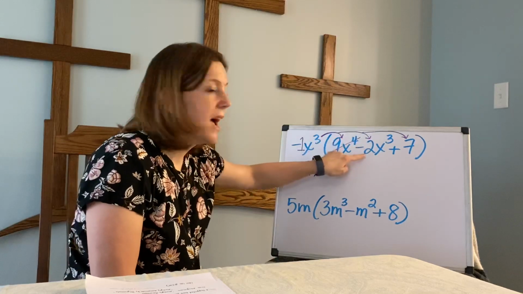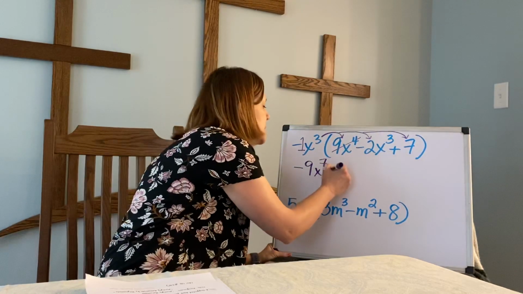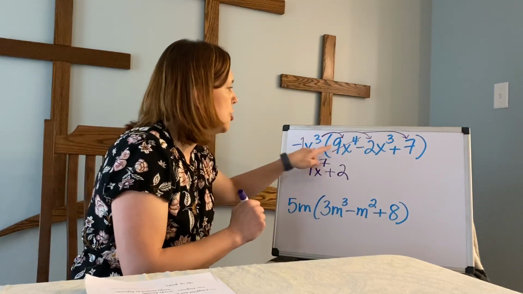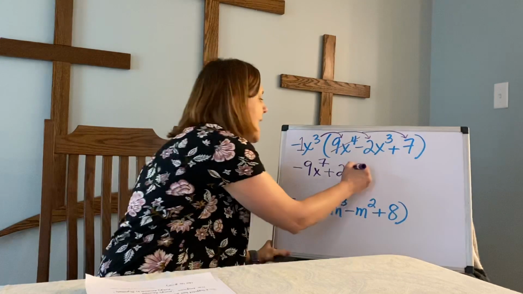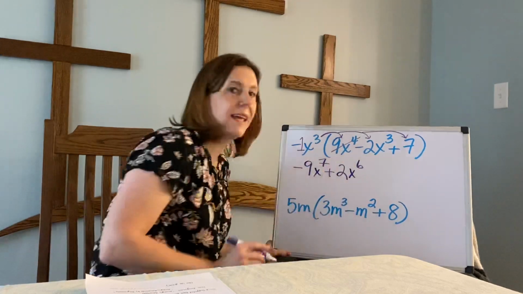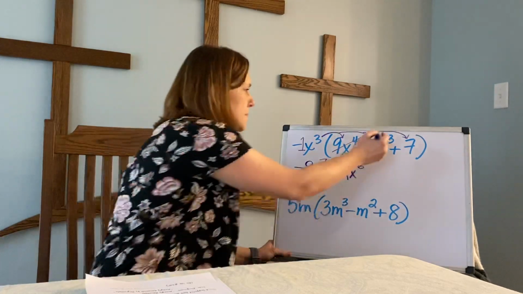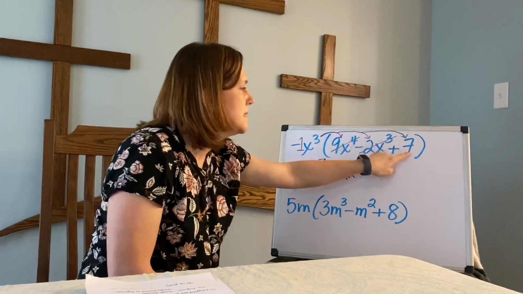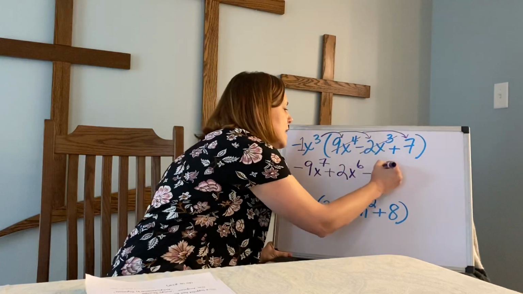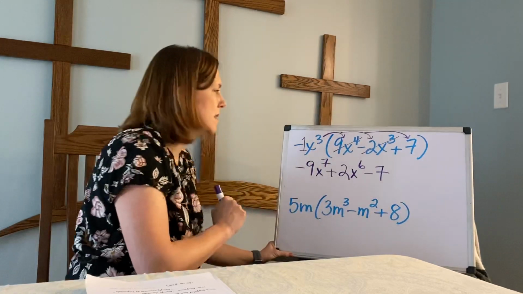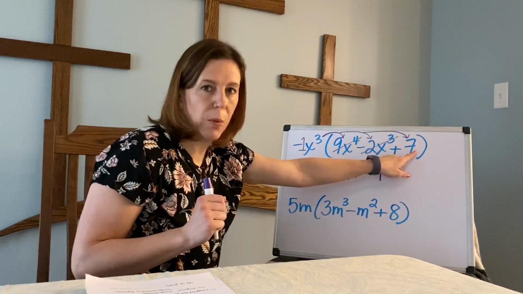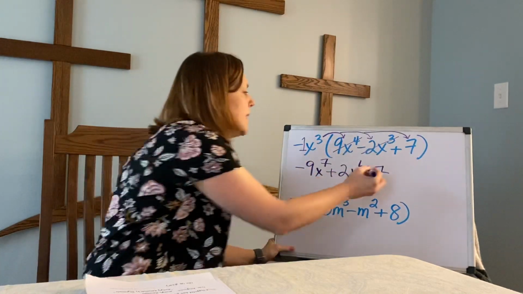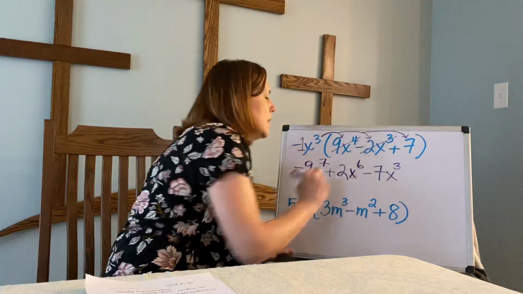Negative 1 times negative 2 gives me positive 2 for my numbers. X cubed times x cubed, I add my exponents, and I get x to the 6th. I'm going to cross it out. My last one, negative 1 times 7 gives me negative 7. Notice there's no x power here, or x to any power here. I'm just going to have x cubed.